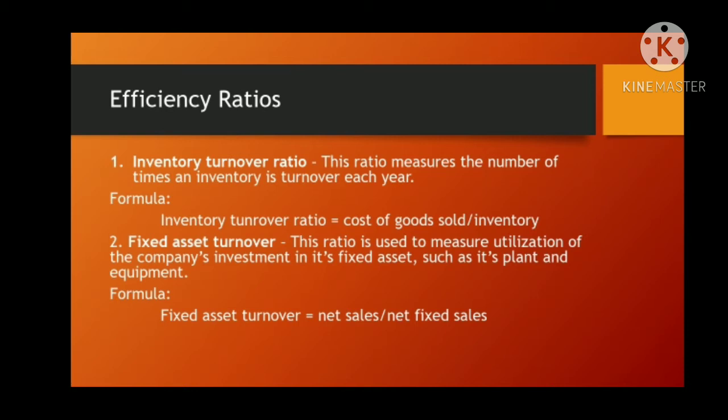Second is the fixed asset turnover. This ratio is used to measure utilization of the company's investment in its fixed assets, such as its plant and equipment. The formula for this is fixed asset turnover equals net sales over net fixed assets.